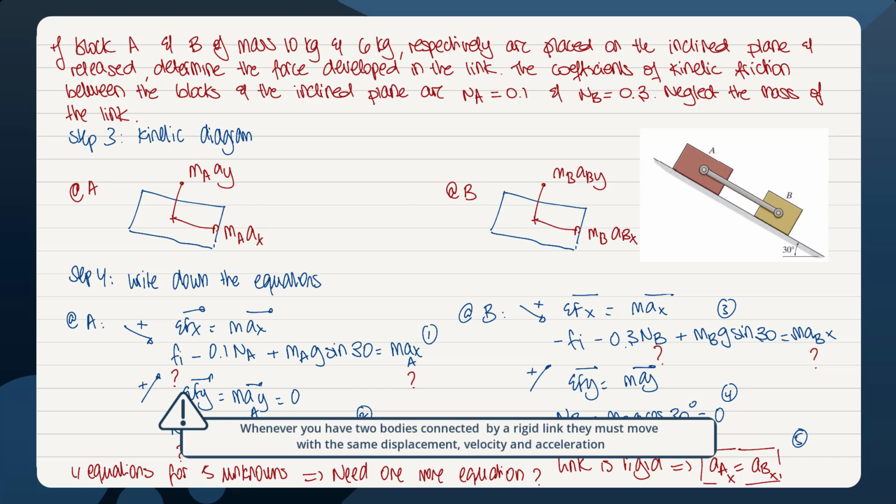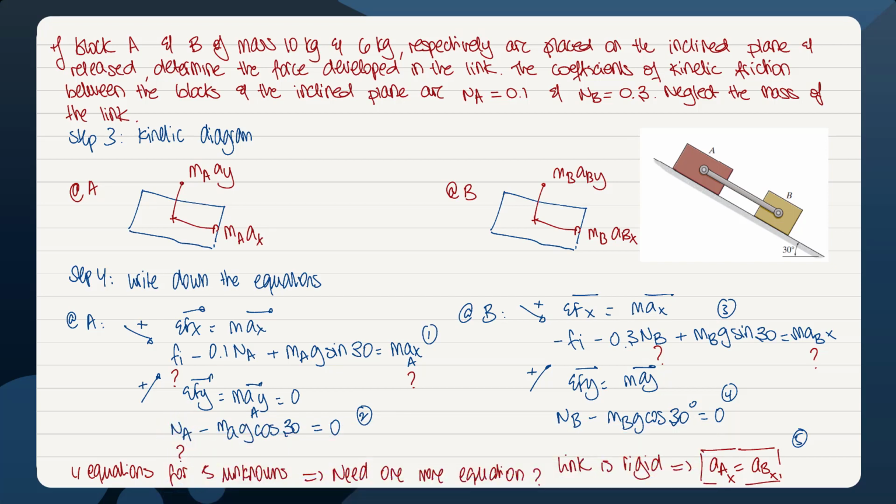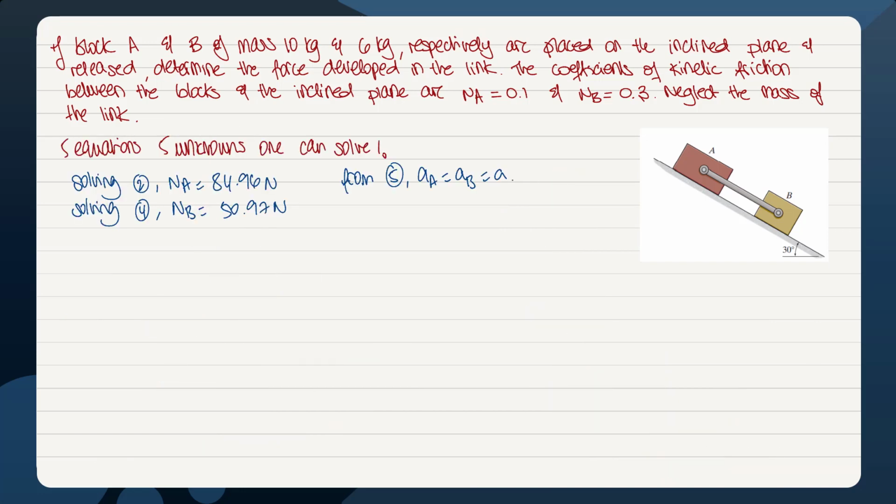So that's the additional equation we need. We did not have to make use of the kinematic equations since we're dealing with a system which involves a rigid connection. So a_A is equal to a_B. We have 5 equations with 5 unknowns. We can easily solve the problem. So solving equation 2, which is only in terms of N_A, we have N_A equals 84.96. Solving equation 4, which is also in terms of N_B only, we get N_B is equal to 50.97.